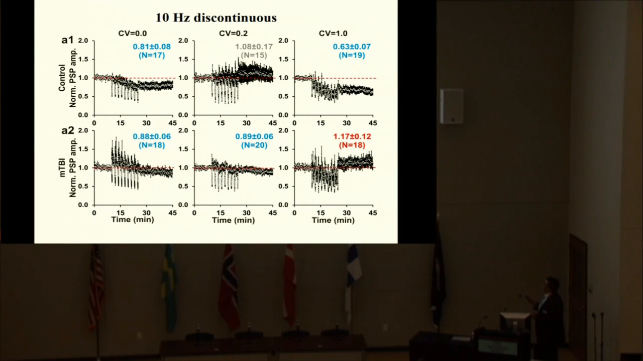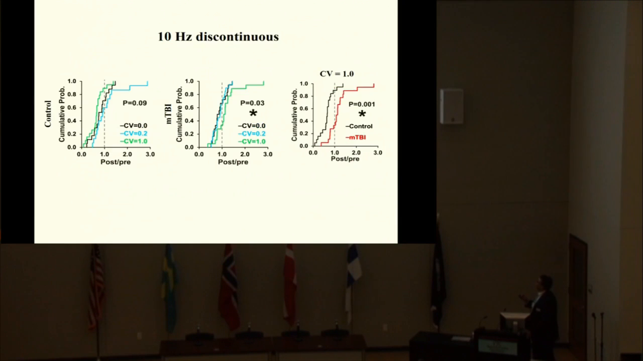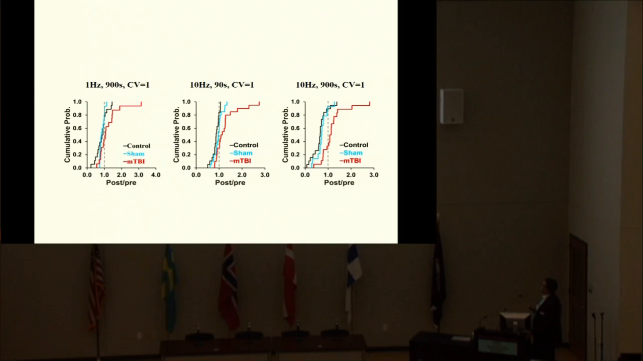And then we did something called 10 hertz discontinuous. Instead of running 10 hertz continuously, where you could fatigue the synapses, we had little burst epochs, but we still could vary the regularity within each burst. And once again, it didn't matter. Completely opposite response at coefficient of 1.0. The brain injured cells showed a very dramatic potentiation. And by the way, notice during the conditioning, they're depressing, just like the normal brains. But they bounce back after, and they're potentiated, unlike the normal brains. And again, this just summarizes here the cumulative probability distribution to show you that's statistically significant.